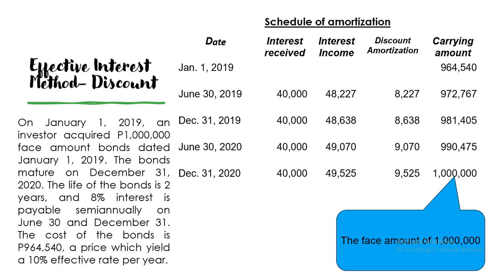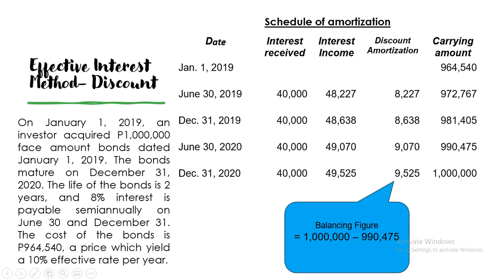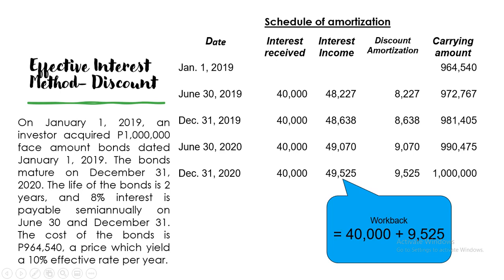The face amount at year-end, syempre, the carrying amount at December 31 should be at face amount of 1 million. And then, to compute for discount amortization, the balancing figure, 990, which is the previous carrying amount, and the carrying amount at year end is 1 million. And the interest income is the sum of the interest received and the discount amortization. So 40,000 plus 9,525. That is the interest income.